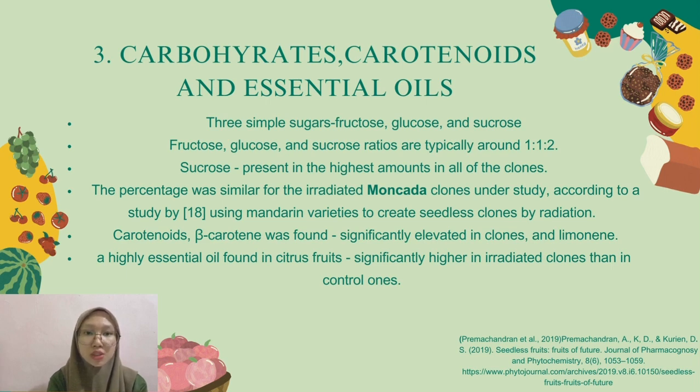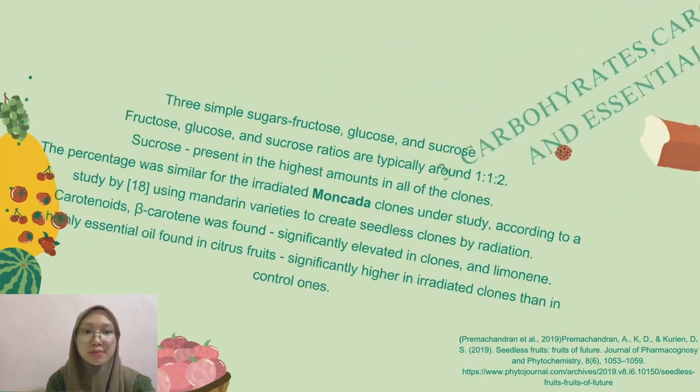all of the clones, and the percentage was similar for the irradiated Moncada clone under study, according to a study by 18 using a mandarin variety to create seedless clones by radiation. Regarding carotenoids, beta-carotene was found to be significantly elevated in clones, and limonene, a highly essential oil found in citrus fruit, was significantly higher in irradiated clones than in control ones.